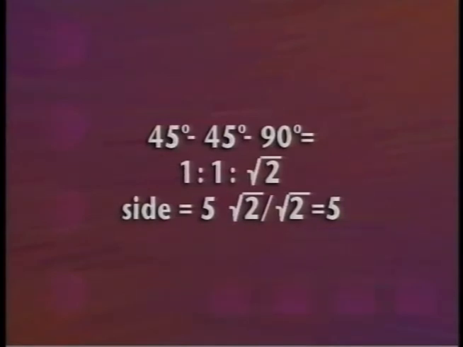Given that the hypotenuse is 5 times the square root of 2, then a side is equal to 5 times the square root of 2 divided by the square root of 2, which equals 5. Or we could have used the Pythagorean theorem. r squared plus r squared equals 5 times the square root of 2 squared. 2r squared equals 25 times 2. r squared equals 25. r equals 5.